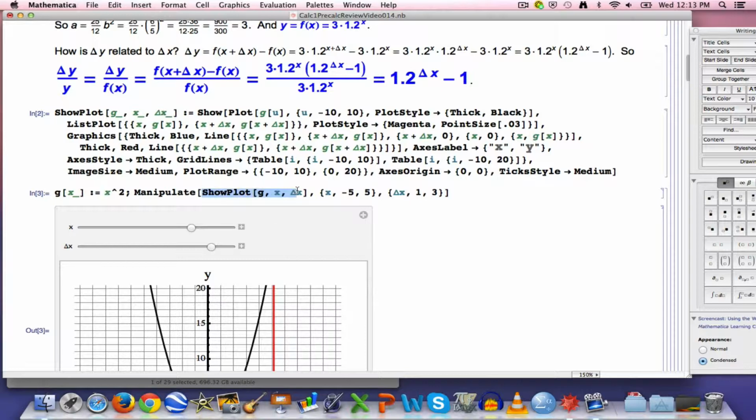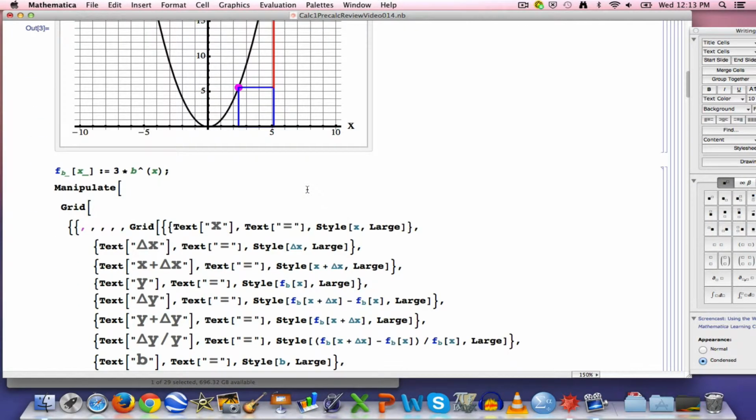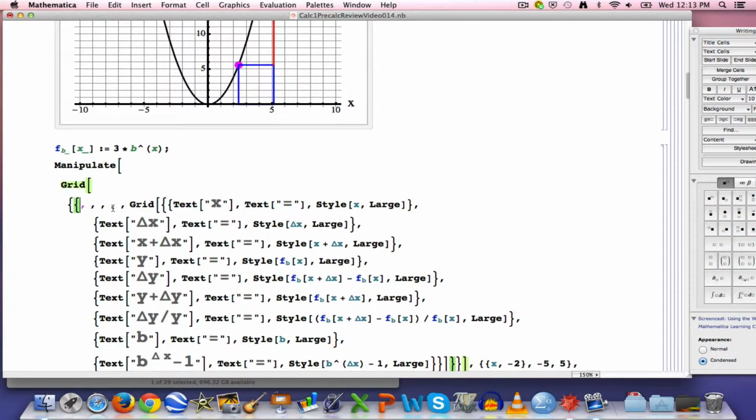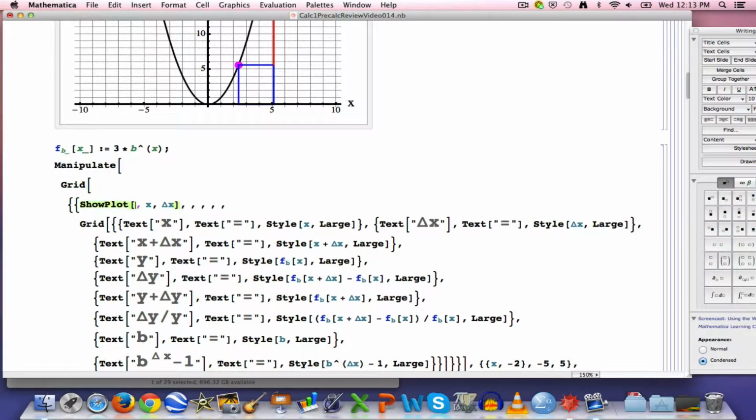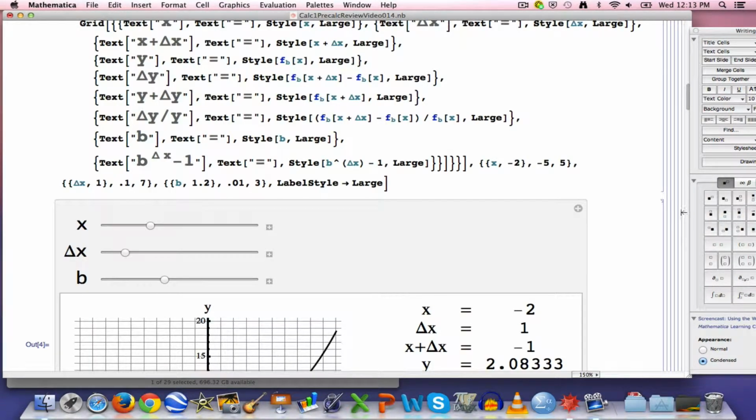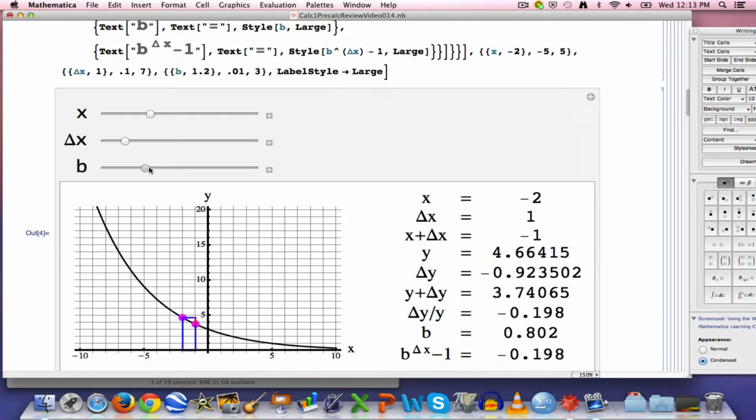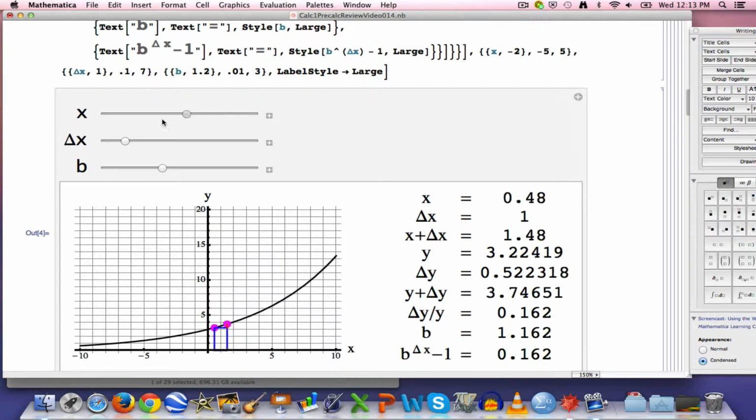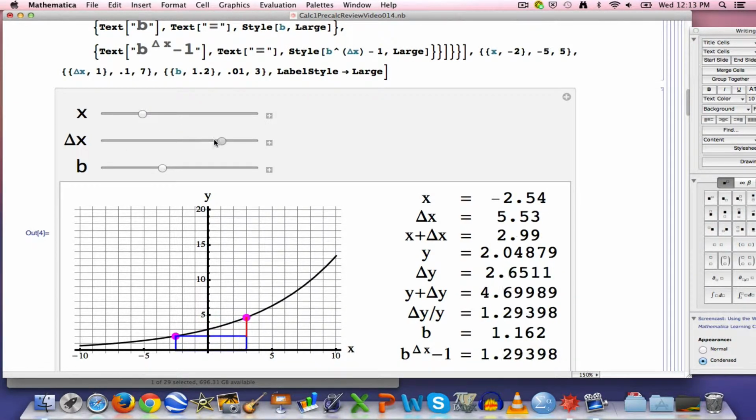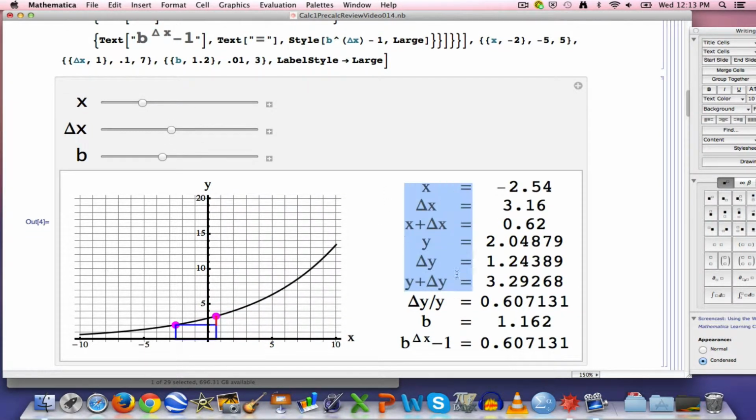Now I can take just this code, put it down here in my original animation in front of this comma, and replace the g with f sub b instead. It doesn't matter that it's f sub b instead of g. And I get the exact same animation as before. I can change b, I can change the starting value of x, and I can change delta x. And again, I can see all these things get affected.